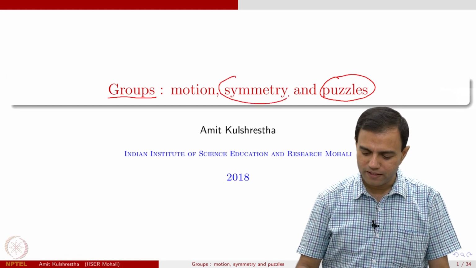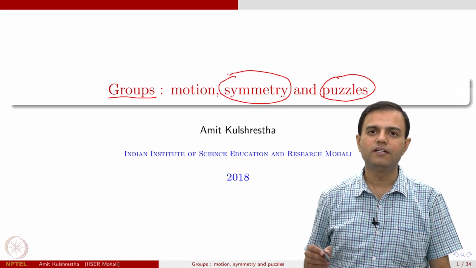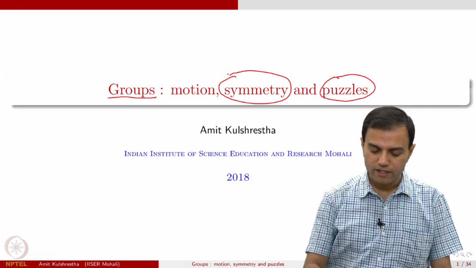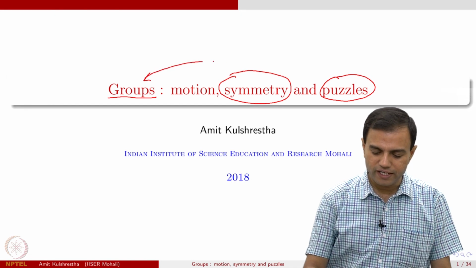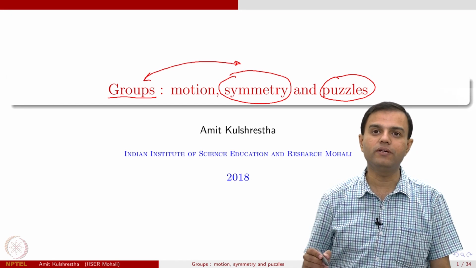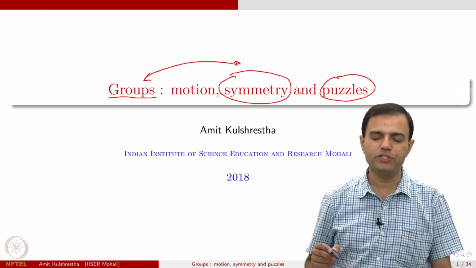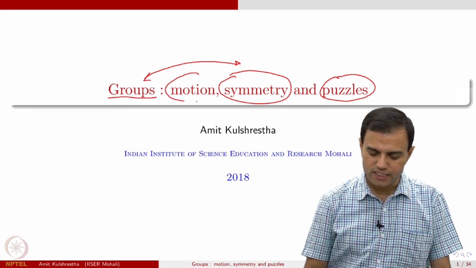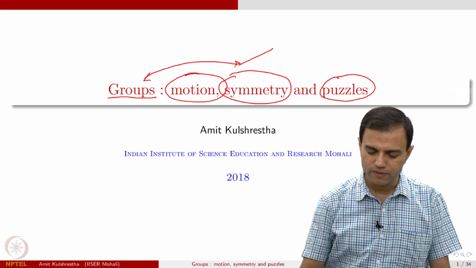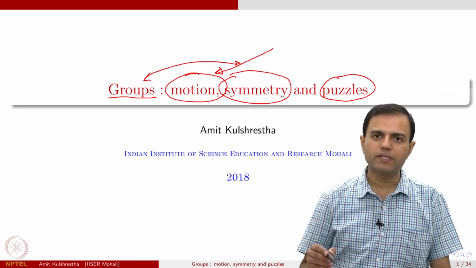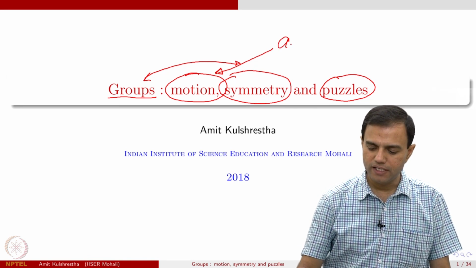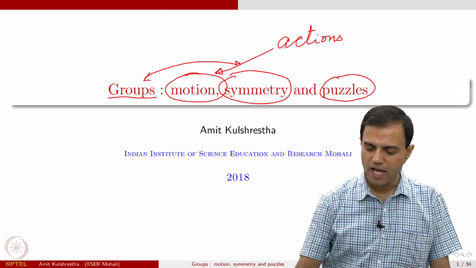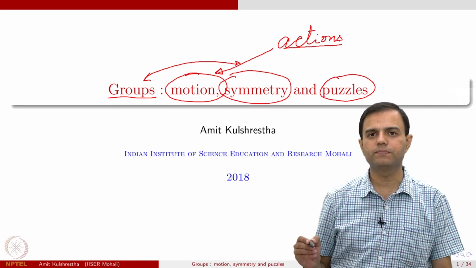Symmetry is another aspect which fascinates everyone, which is everywhere in science, which is there in nature, and in fact, groups were originally created to understand symmetry, and it was actually symmetry of equations. We will see all that in this course. And motion is a key word. Usually motion is associated to physics, but the word motion here essentially represents what is called action of groups, group actions.